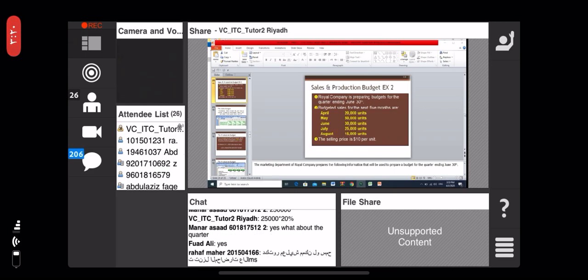A quarter means total. Yes, Rahaf, it is already posted for 2 classes. The link for 2 classes is already in the LMS. Just this class I will post.